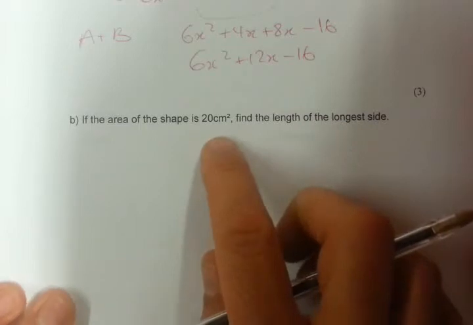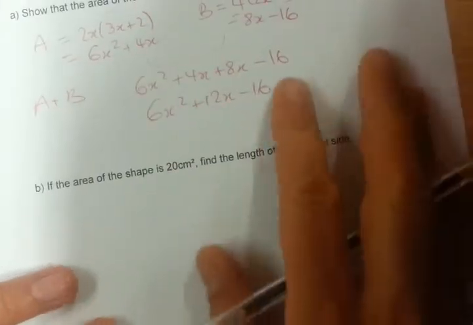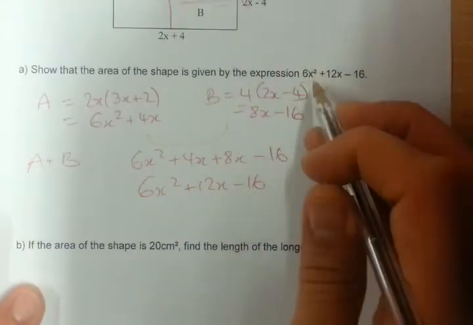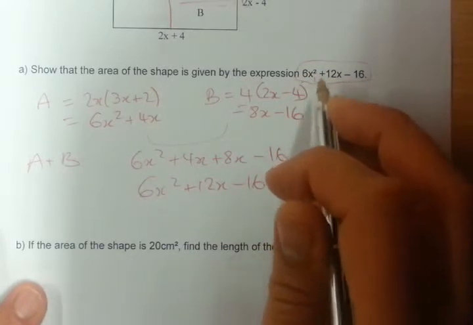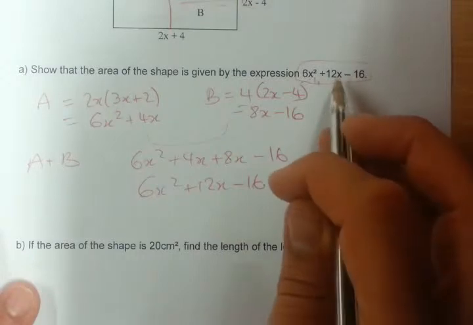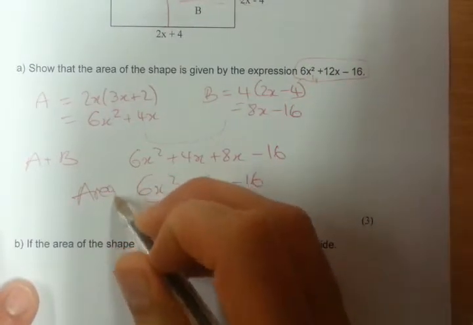If the area of the shape is 20 centimeters squared, find the length of the longest side. So hopefully, even if you couldn't get the first one, you should be starting to get confident enough in your algebra to say, well, okay, I couldn't do the first bit, but I can use the result in the first bit, even though I didn't prove it, to find the second bit. So we know here that the area is this expression. That's an expression for the area in terms of x.